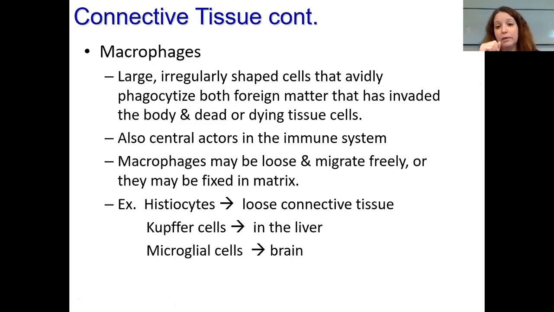Macrophages exist in most cartilaginous tissue. They're large, irregularly shaped cells that avidly phagocytize both foreign matter that has invaded the body and dead or dying cells. They're the ones that do phagocytosis. They go around and eat everything. They're the first line in your immune system. They can trigger the rest of the immune system if necessary to do a whole immune response. They're cleaners of our body system.